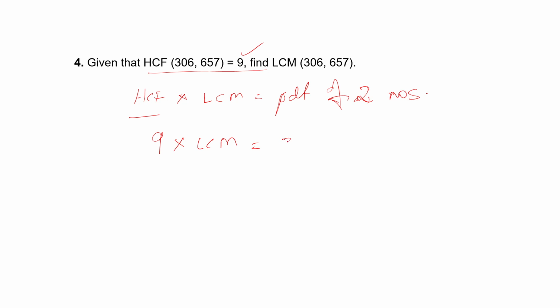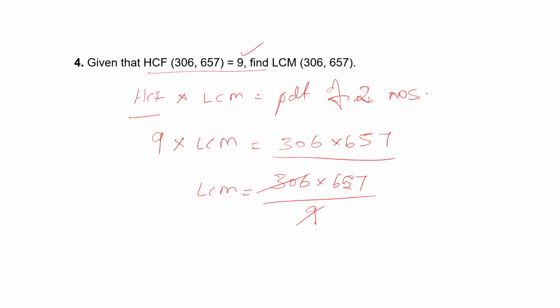What is given? 9. And LCM you don't know, keep it as such. And then product of two numbers, 306 into 657. So don't waste your time by multiplying this. No need to multiply. First try to cancel as much as you can, reduce that, and then you multiply. Because it's a waste of time to multiply and then divide by 9. Okay, so if you cut by 9, 9 3s are 27, 9 4s are 36, so 34 into 657. It is coming to 22338. Please multiply by yourself.